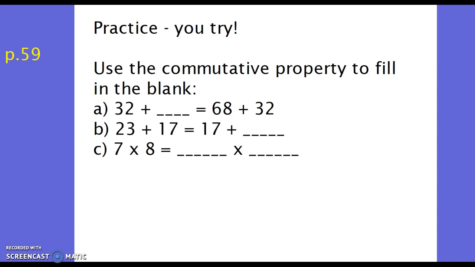All right, so again, my letter A was typed up wrong. What you should have is 32 plus 68 equals 68 plus 32. Excuse me, my pen doesn't write that great. 23 plus 17 equals 17 plus 23. And 7 times 8 is the same thing as 8 times 7. So again, commutative property says it is okay to change the order when we add or when we multiply, but not subtract or divide, because then the problem would actually change.